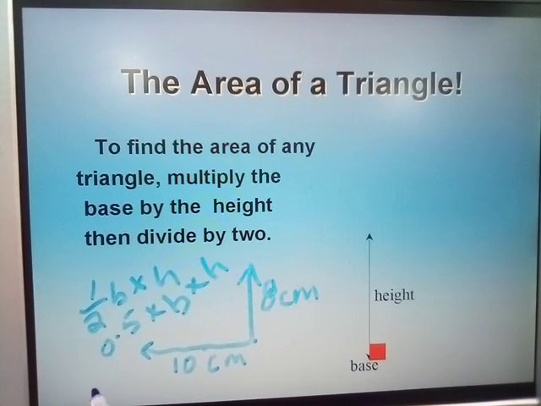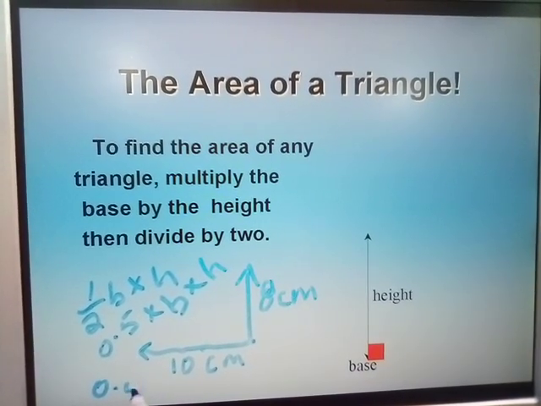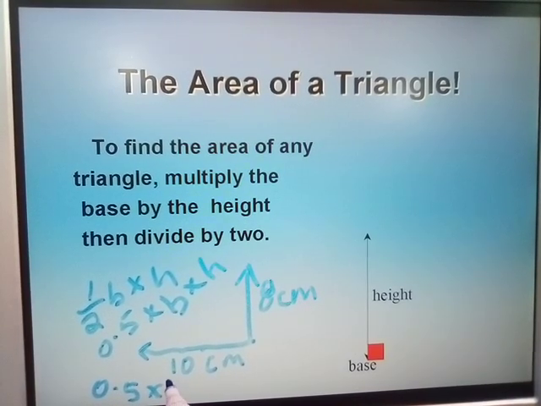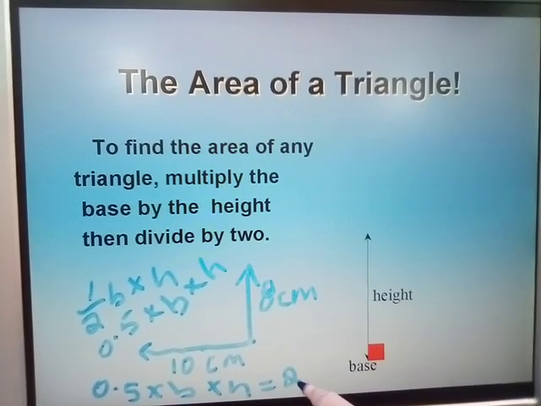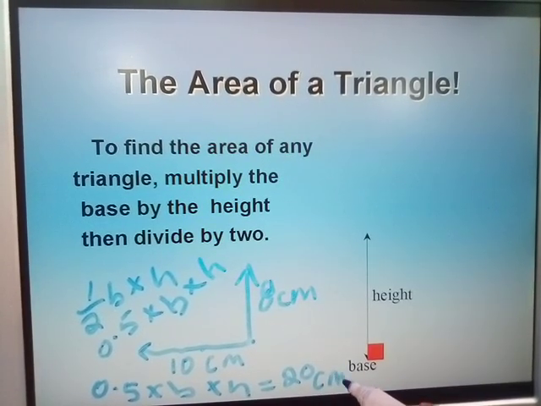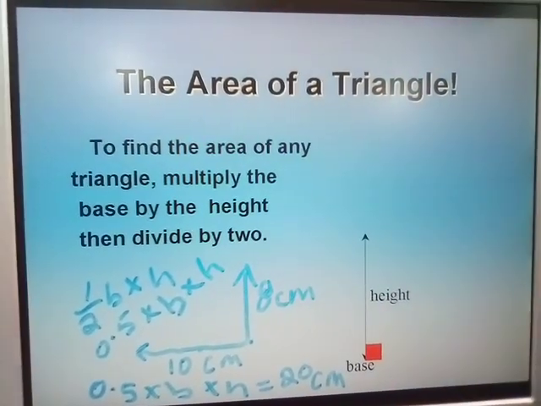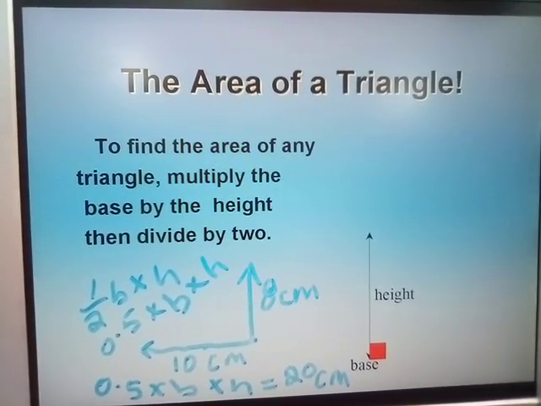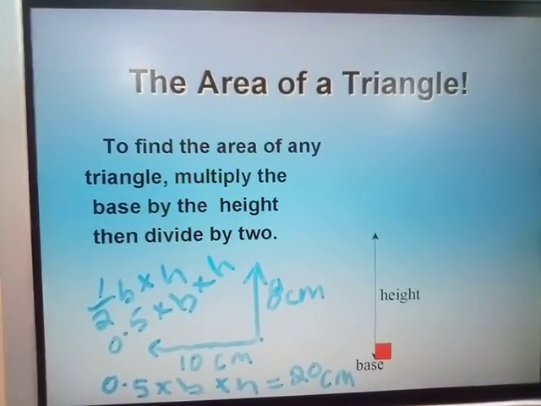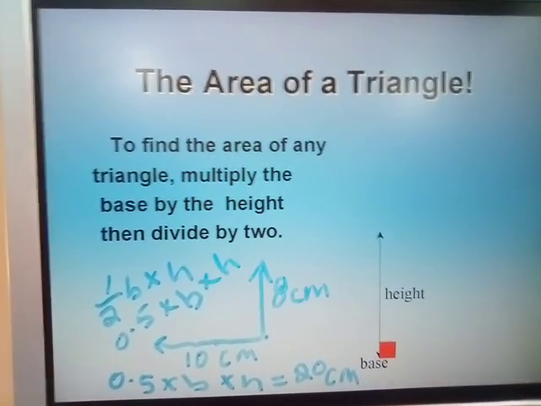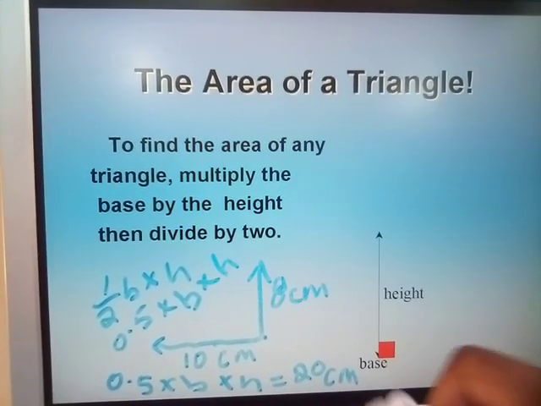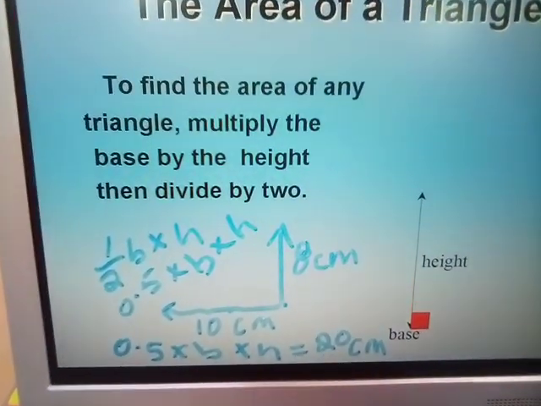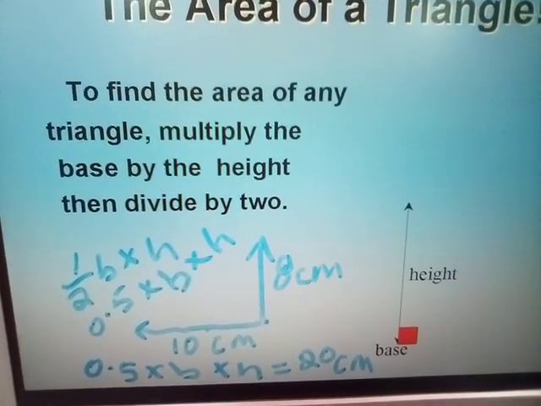When you look at this, then it will be 0.5 times the base times the height, and that will be equal to 20 centimeters square. Okay, now I've just done that for you to hopefully explain it a little bit better. So let me just get this up into view for you so you can see this for yourself more clearly, okay?